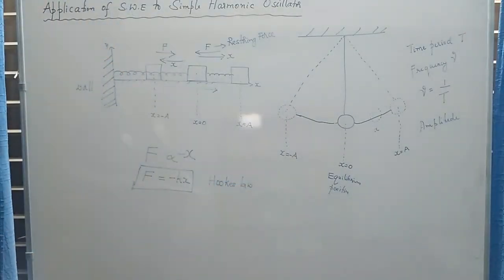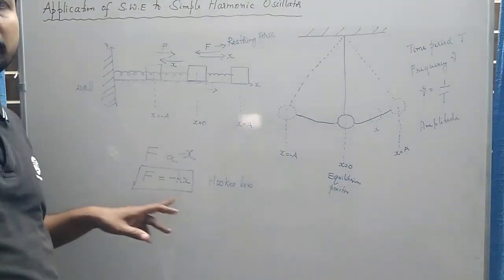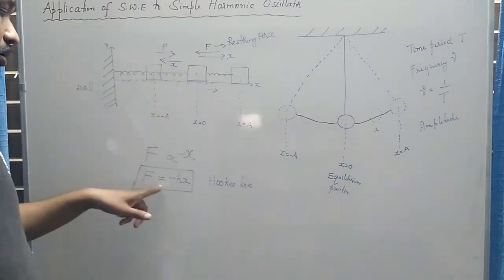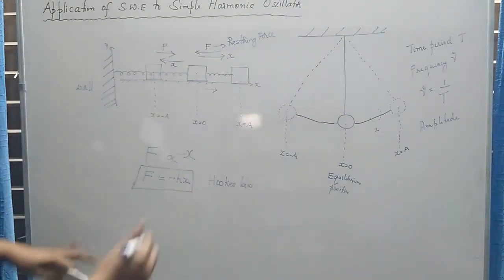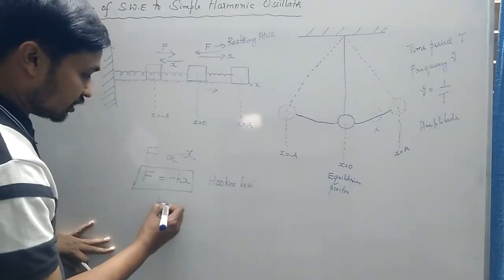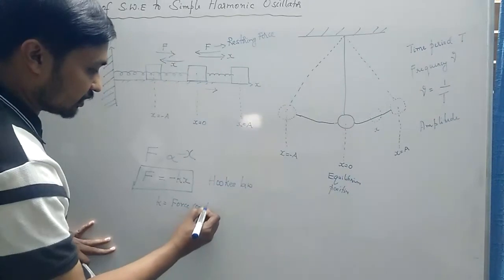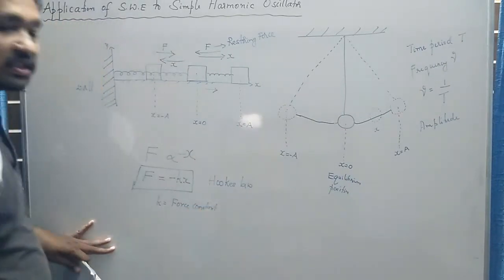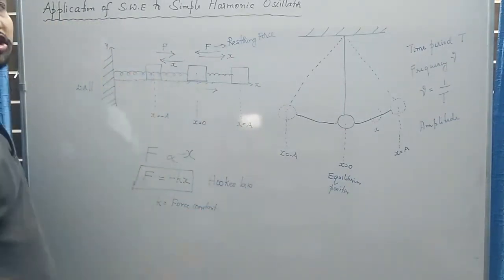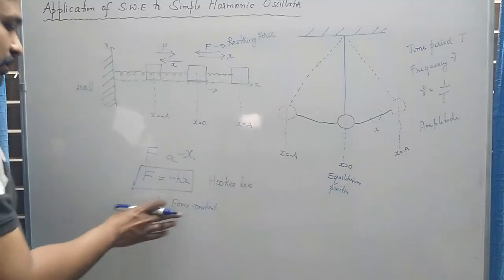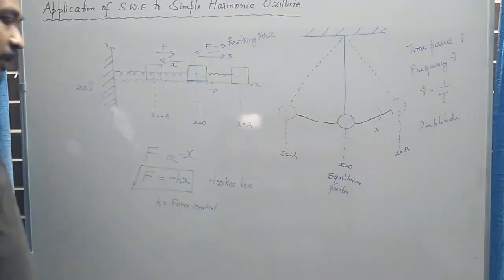So what is a simple harmonic motion? Any periodic motion will be called a simple harmonic motion if it obeys Hooke's law, which is: the restoring force is directly proportional to minus x, or force is equal to minus k into x, where this k is called the force constant, which represents the strength of this spring. It represents the strength of the spring up to which it can be compressed or elongated.